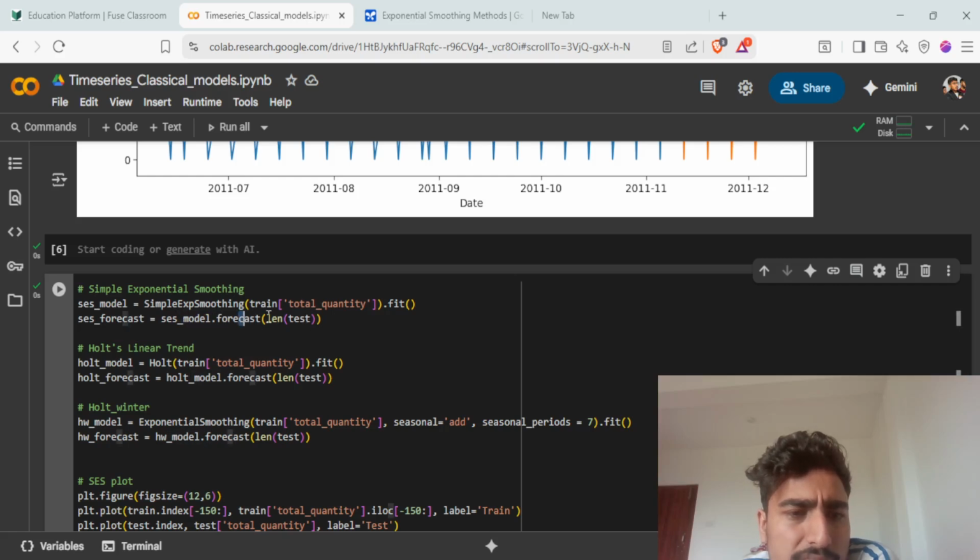If you have a test set of 50 data points, then the simple exponential smoothing will forecast 50 more values.